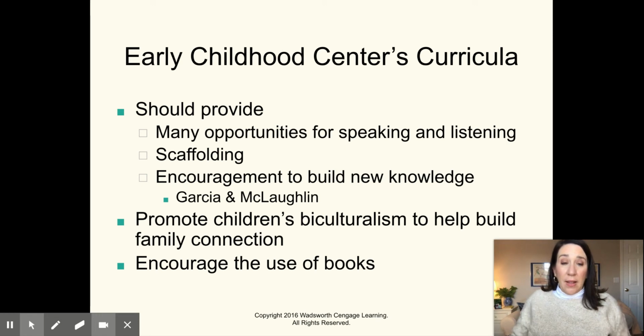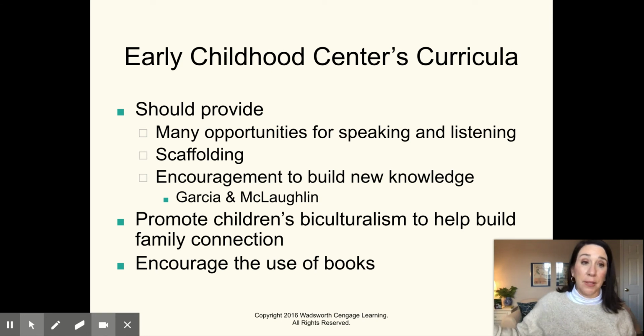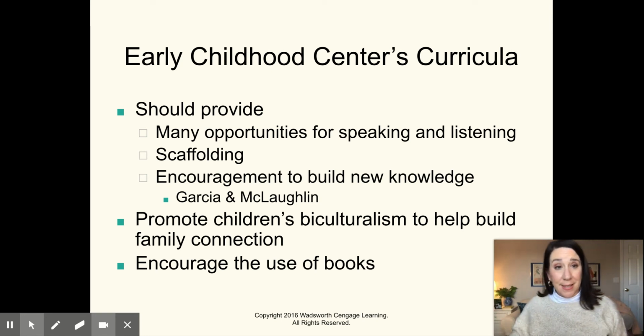Encouragement to build new knowledge. You should be helping them learn new stuff. And that's in a variety of ways. It's not just you saying, oh, today we're going to learn about apples. Apples are red. Apples have seeds inside. Apples have a skin. No, that is taking them to the apple orchard. That is talking about apples, reading poems about apples, singing songs about apples, eating apples, touching apples, right? Encouragement to build new knowledge is giving them experiences. At this age, that's how they learn.